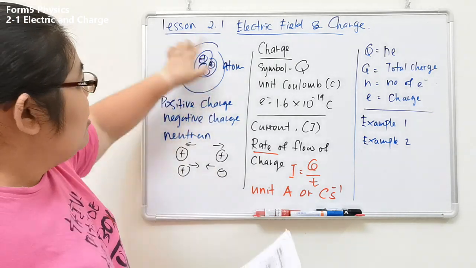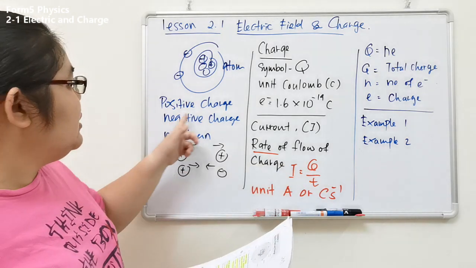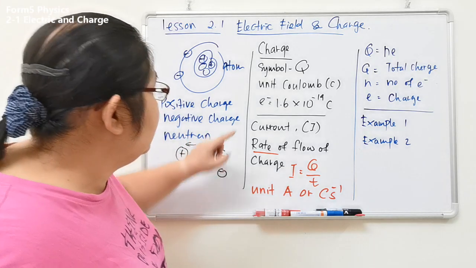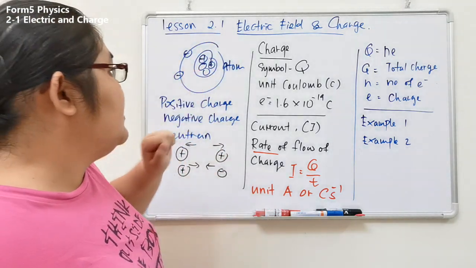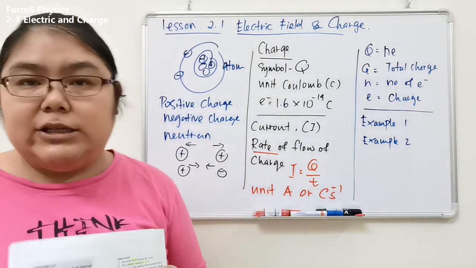Now surrounding the orbit, they have the electron. From here they say the positive charge is the proton. Then the negative charge is the electron surrounding. And at the center we have the neutron. Neutron is a neutral charge. They don't have any charge.